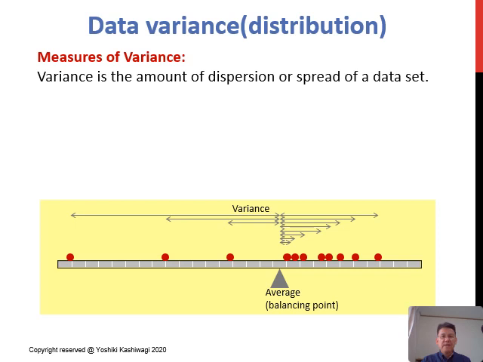Now let's talk about data variance or distribution. This is a definition of the variance. Variance is the amount of dispersion or spread of a data set. What does it mean? Let's look at the chart below. This is a seesaw, well balanced on the average. Average is a point, you can say it's a balancing point, the point where the seesaw keeps the balance on both sides. And the red dot represents each single data. If you take an average, the seesaw keeps the balance. So you can understand where the average is if you calculate the average of the data set.